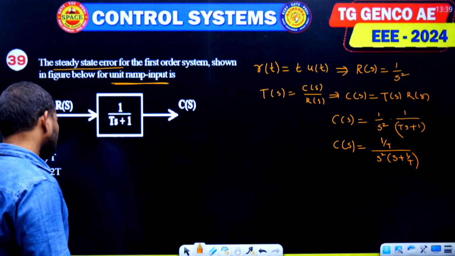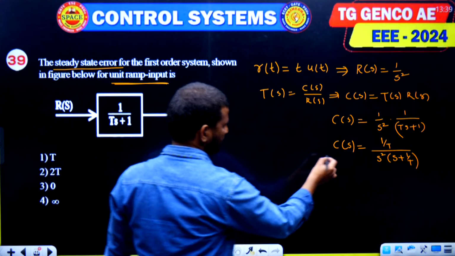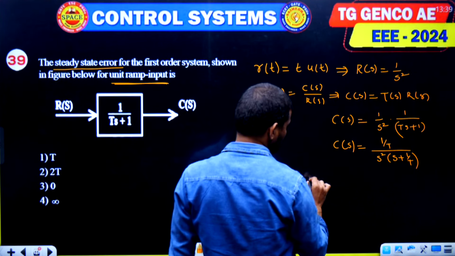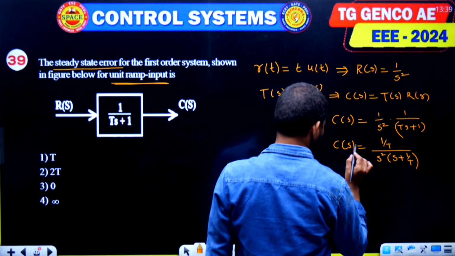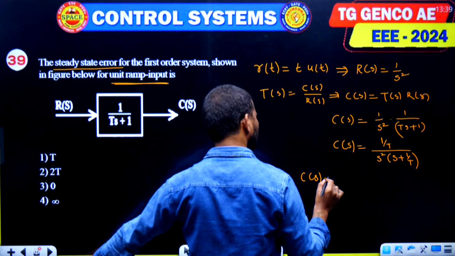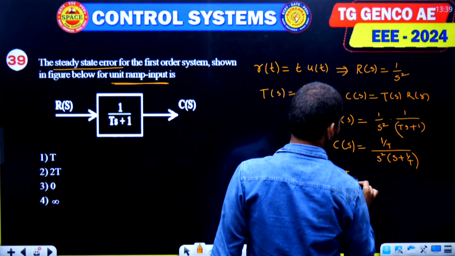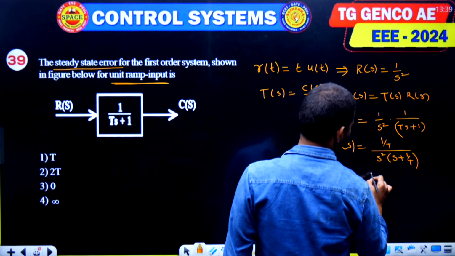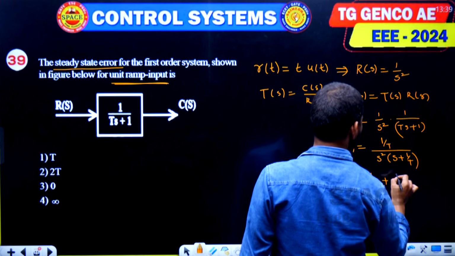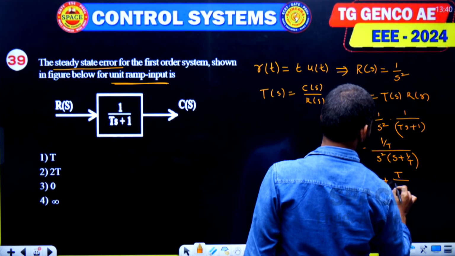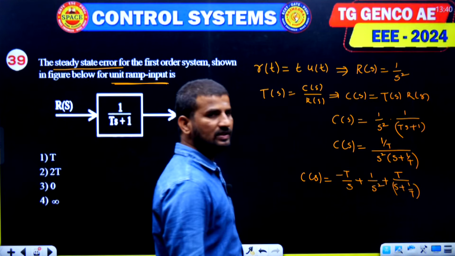By using this, now I am going to write my transfer function C of S here. Sorry, not transfer function, response. That is, the response will be: firstly, with respect to the A value, A is minus T by S, plus the B value, which is 1, therefore 1 by S square, plus the C value, which is T by S plus 1 by T. This is C of S.